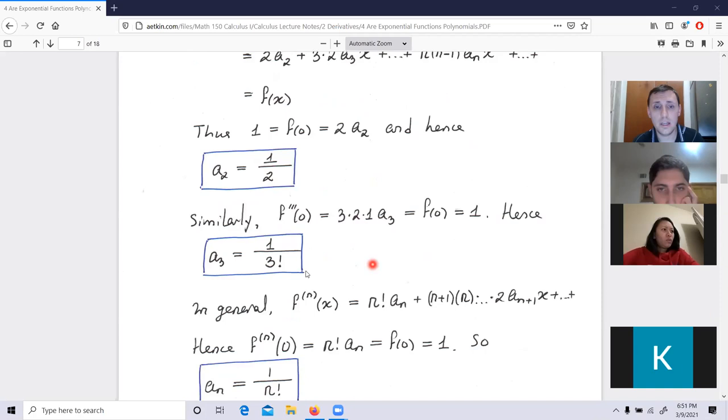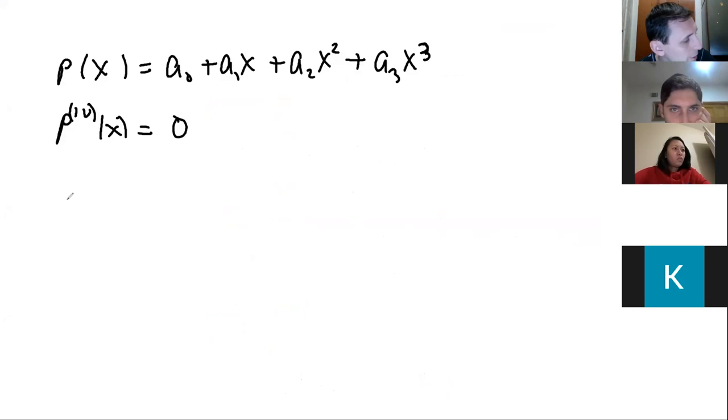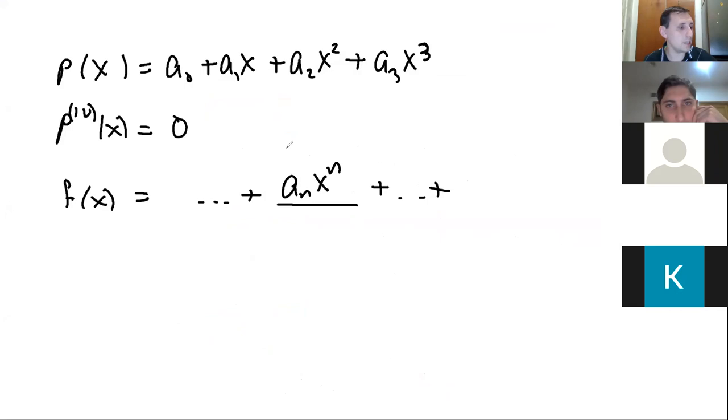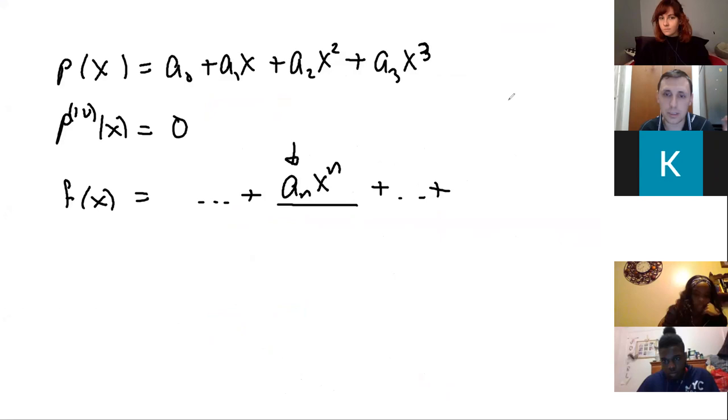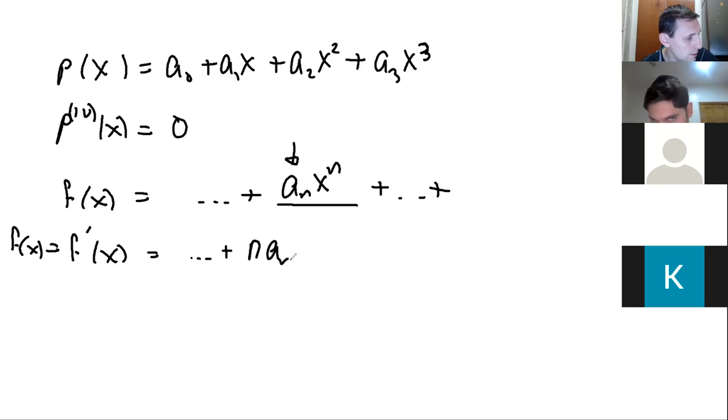Now, what's the situation in general, guys? Let me try to do it this way. The function is f of x equal to something, I don't care. Here we have the term a_n x to the power of n, and something afterwards. I just want to figure out a_n, right? Just some arbitrary coefficient a_n. So how many derivatives do I need to take to bring it to a constant term? Look at it. I take one derivative. It remains the function f of x, equal to blah, blah, blah. But this term is n a_n x to the n minus 1.